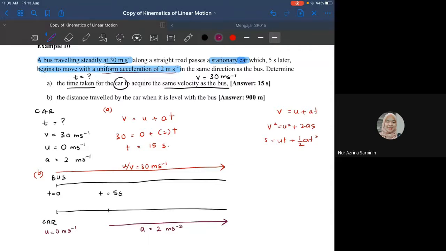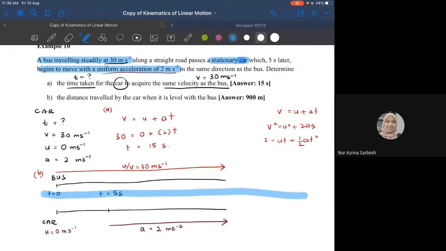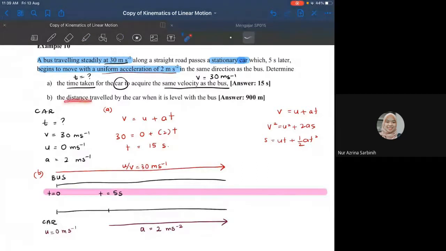So ini bus bergerak. Ini car baru start bergerak. Okay, ni time dia. Miss buat pen lain lah. Ni time dia. Okay. So sekarang ni soalan ni minta the distance travel by the car. Berapakah distance travel by the car when it is level with the bus. Okay. So maksudnya dia nak distance travel by the car apabila dia dah sama level dengan bus.